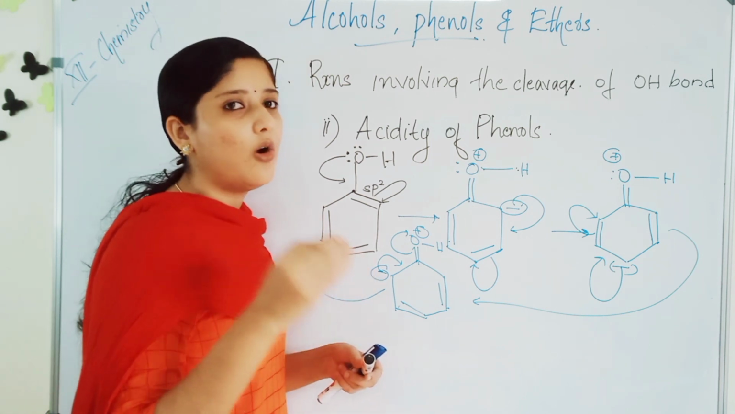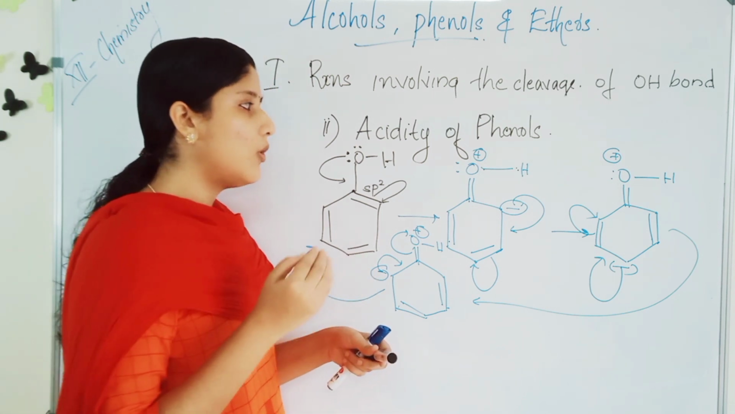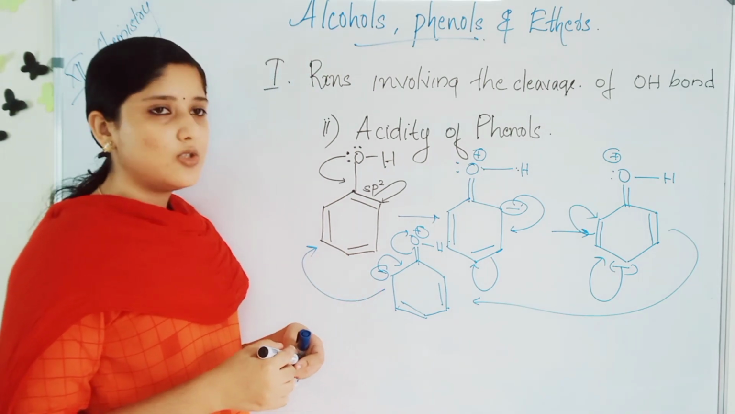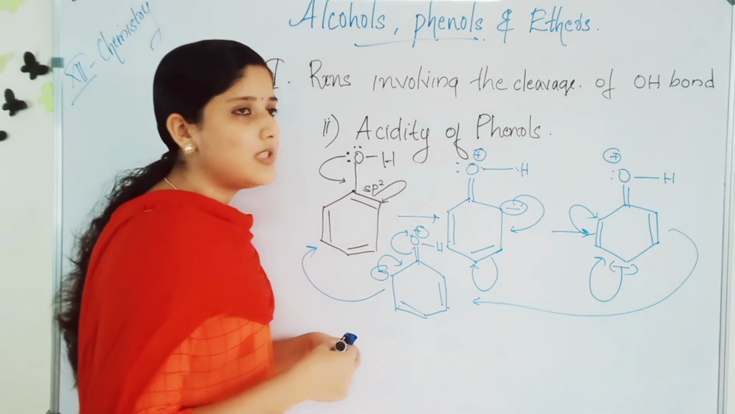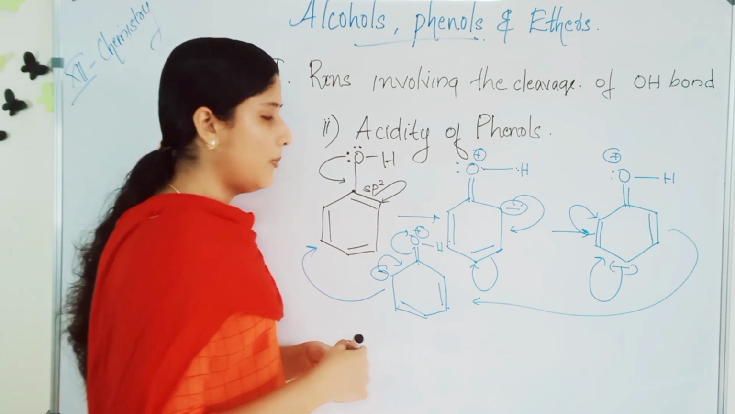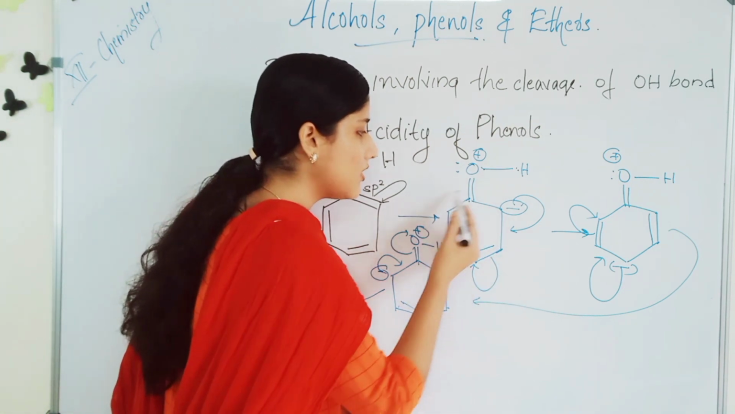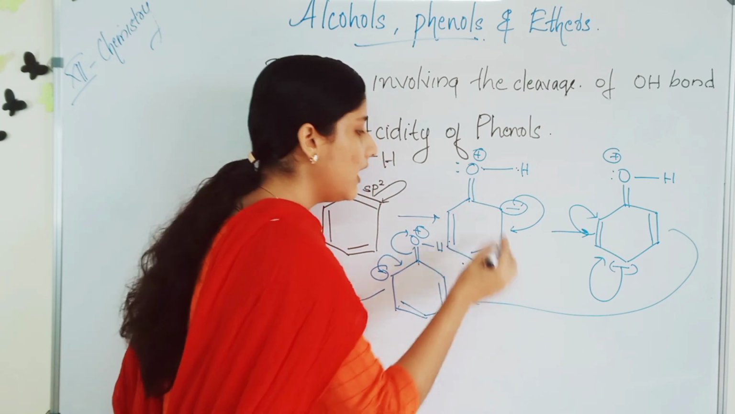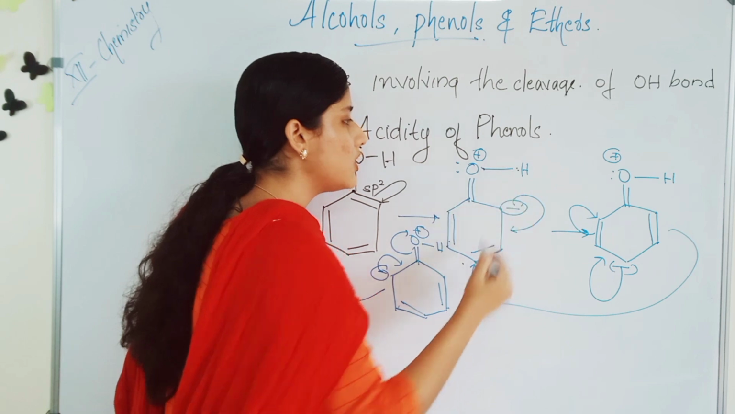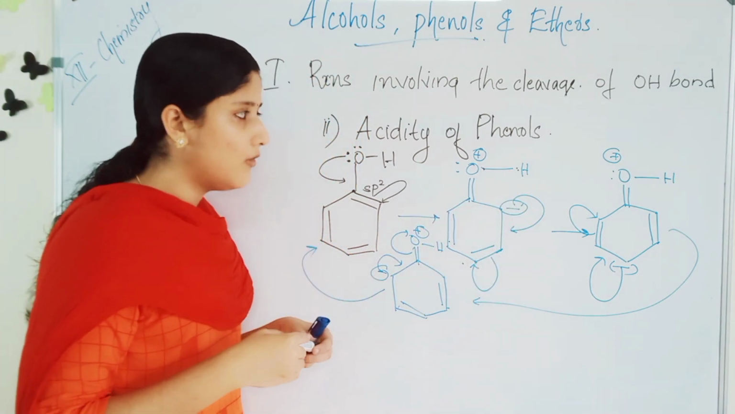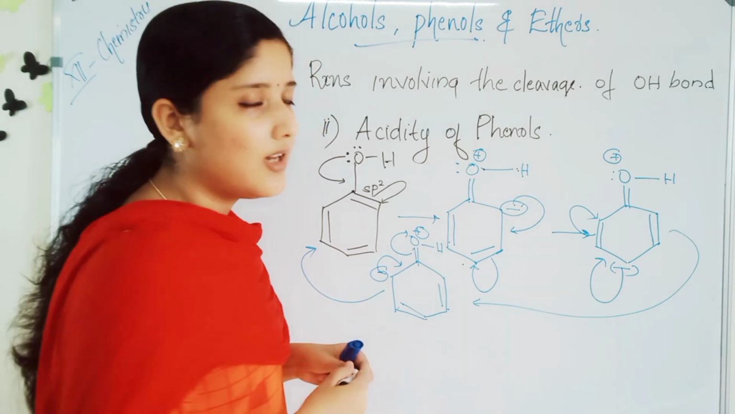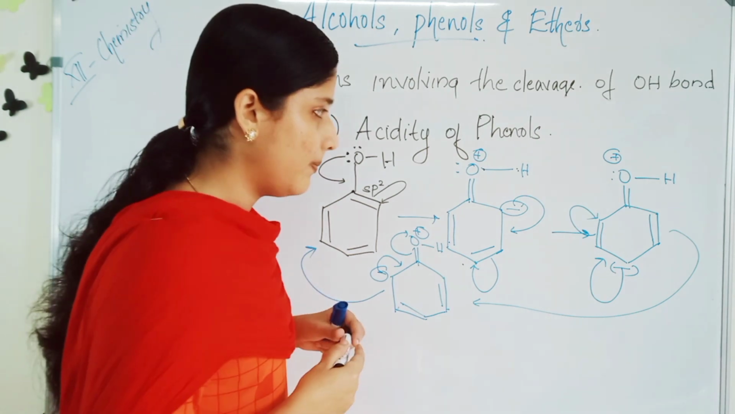As the polarity of the OH bond increases, the acidic character increases. So we can say that phenols are more acidic than alcohols and water, because due to the electron withdrawing nature of the benzene, the polarity of the OH bond increases. As the polarity of OH bond increases, acidity of phenol increases. This is the reason for the acidity of phenol.